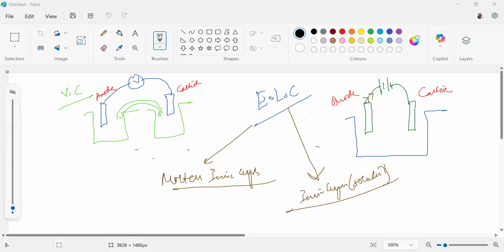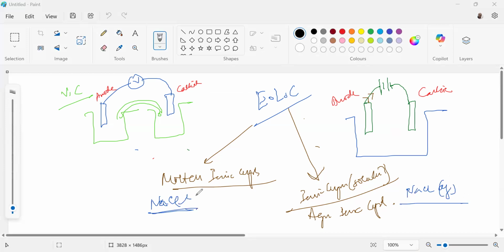Aqueous ionic compound. Understood this part? Electrolytic cell can be of two types. Molten ionic compound means, suppose I'm taking only NaCl. Just remember this thing. Suppose I'm taking NaCl aqueous solution. Can you tell me what is the difference between this and this?